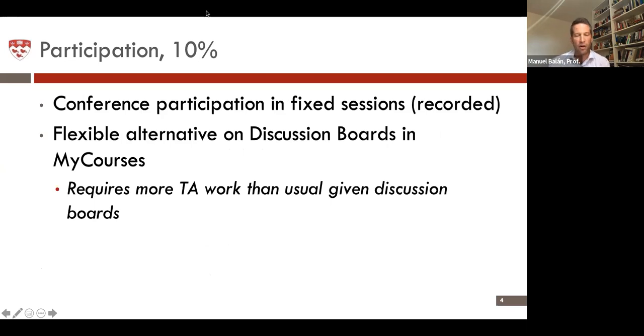This is the preferred way of having students participate. The conference participation I plan to record to the extent that's possible. And this means that perhaps not all participation will be recorded, but yes, the parts in which the TAs are conveying information, so that if students cannot participate, they get that information once they can see the recordings on my courses. There will be a flexible alternative for this participation on discussion boards on my courses.